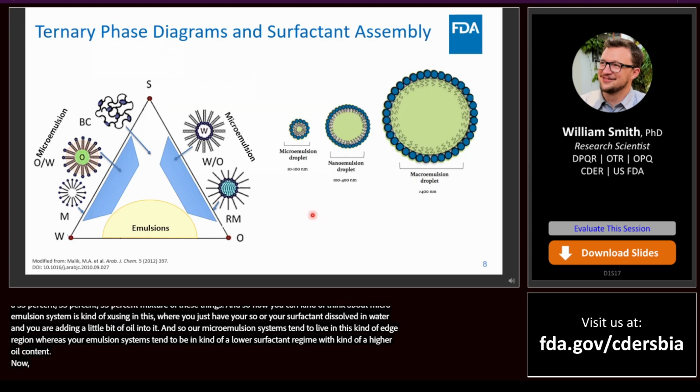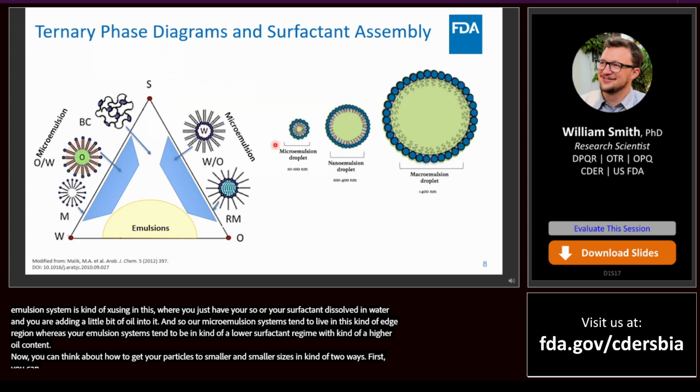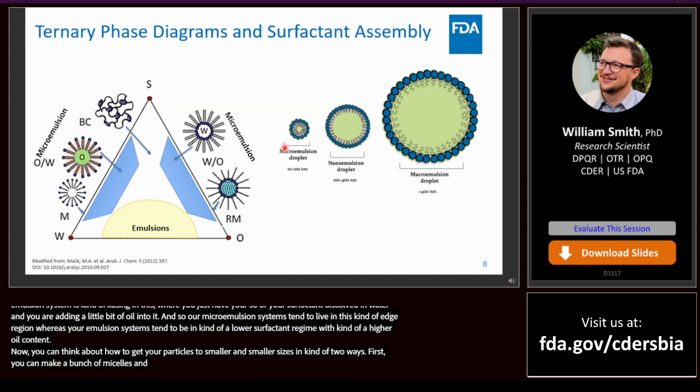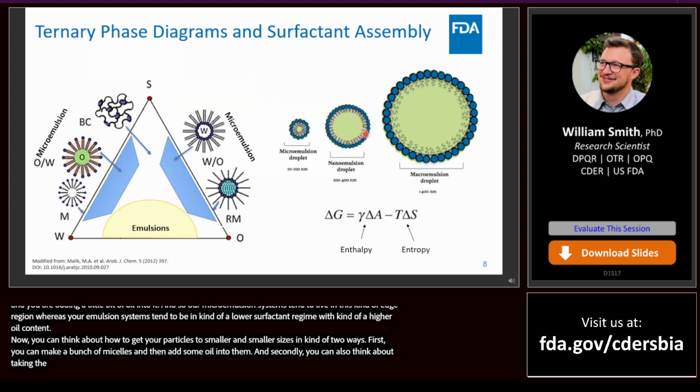Now you can think about how to get your particles to smaller and smaller sizes in kind of two ways. First, you can make a bunch of micelles and then add some oil into them. And secondly, you can also think about taking the oil and breaking it up into smaller and smaller pieces and having the surfactant stabilize that surface.